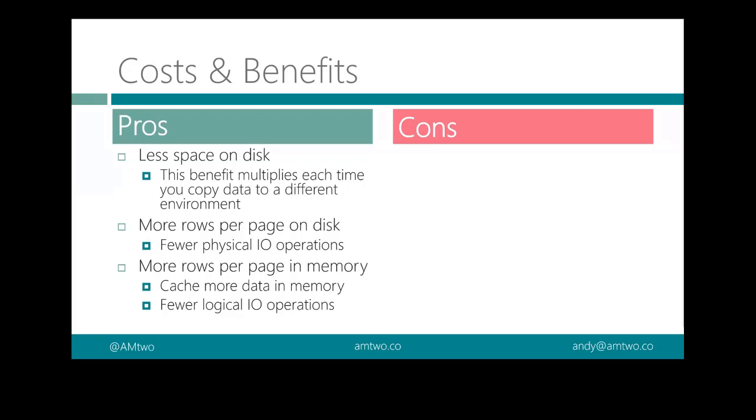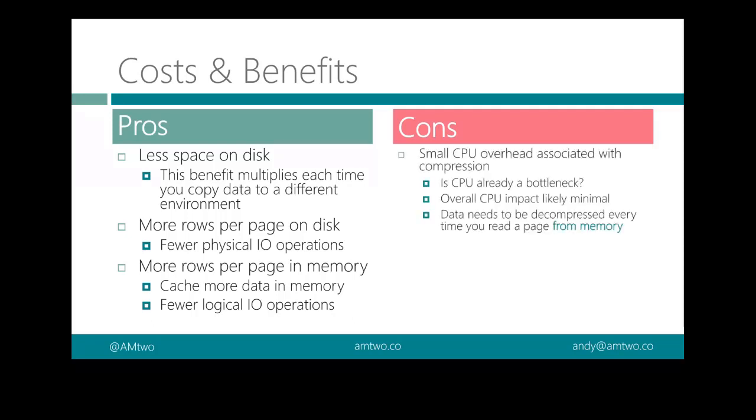I'll mention here too that the Standard Edition memory limit is 128 gigs. After that, your server will not use more memory than that. Your buffer pool is limited there. If you compress your data, you magically get more memory because you can fit more data in memory without adding memory to your server. There is a small CPU overhead with it.